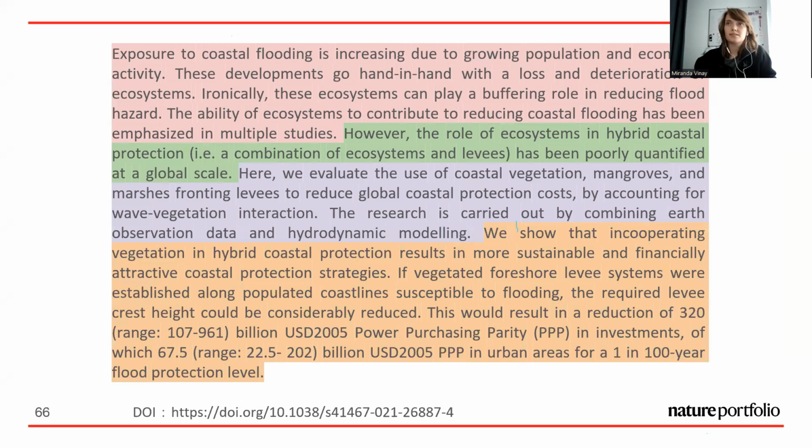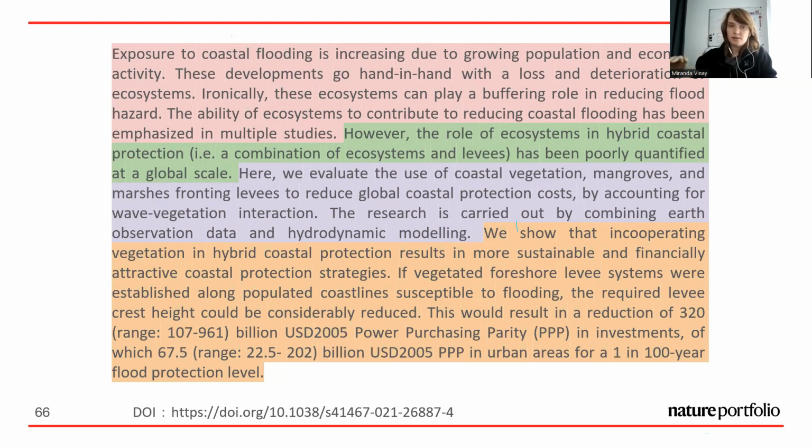There we go. Quick example of this in an actual, real Nature article about coastal flooding. And so we can see here that in pink, we set up the background. In green, we set up the problem. In purple, we say exactly what the study accomplishes. And then finally, in orange, we say what the implications of this are. Why do we care? Why is this important?